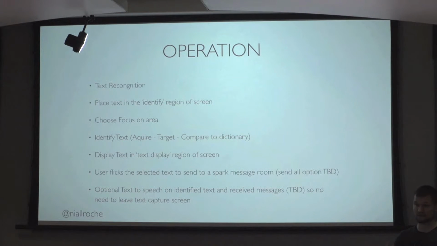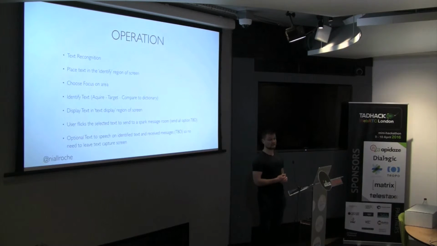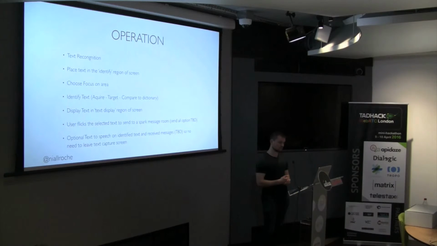So the idea is it recognizes the text. You've got a certain region of the device that's available for just capturing the text. It will acquire it, track it, compare that with a dictionary object, and then when you're happy with it, you just swipe, and that sends it over to the chat message room. Or it could start capturing in real time, but that's going to get a little bit flooded in that message room. So the idea is you're just sending small bits of text, and that saves you typing it in.